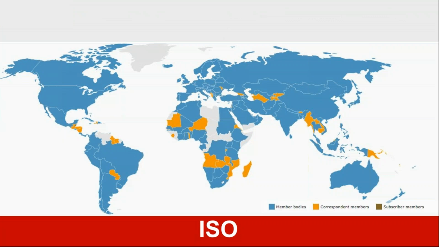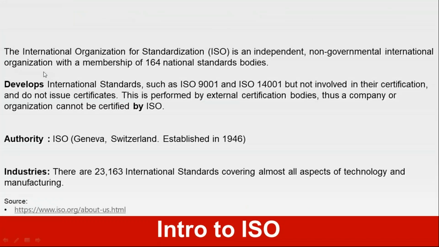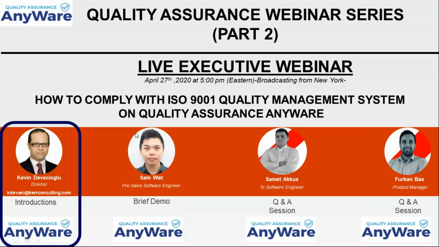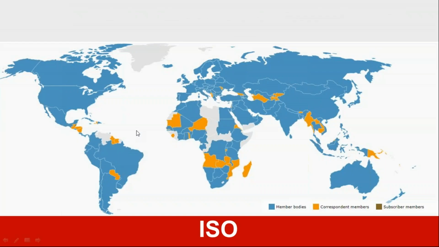So let's talk about ISO a little bit. ISO is an international organization based in Geneva, Switzerland, and it was established in 1946. The organization has more than 160 member countries. As you see on the map, the blue part is the ISO recognized countries. Basically, it's pretty worldwide when you look at it, including North America, where we are.